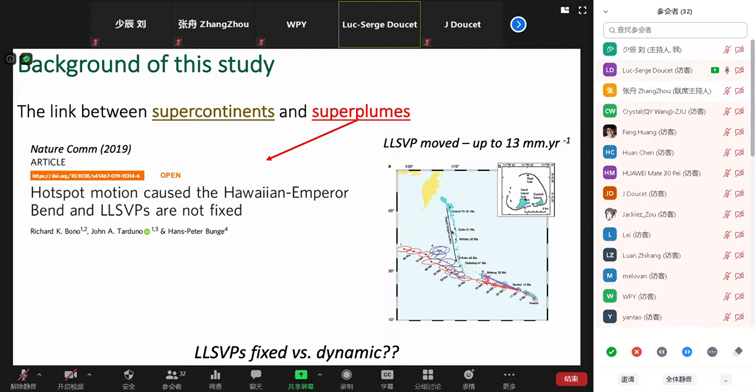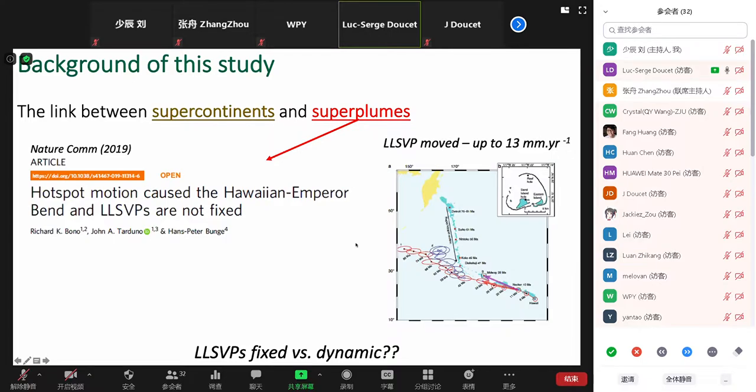But more importantly, they demonstrate that the LLSVPs are moving, at up to 13 millimeters per year, which is not low. It's very important. So all the LLSVPs are moving. Based on the present-day record, this shows us that we actually have a motion of the LLSVPs. What we want to understand is what was going on in the past.